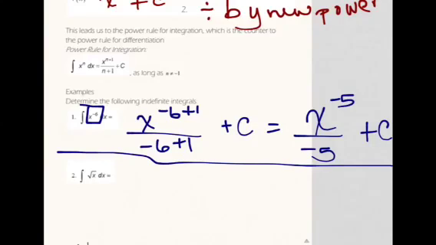The next one is the antiderivative of the square root of x with respect to x. So some things never change. Just like when we took the derivative, the square root of x was not okay, nor is it okay in the antiderivative.